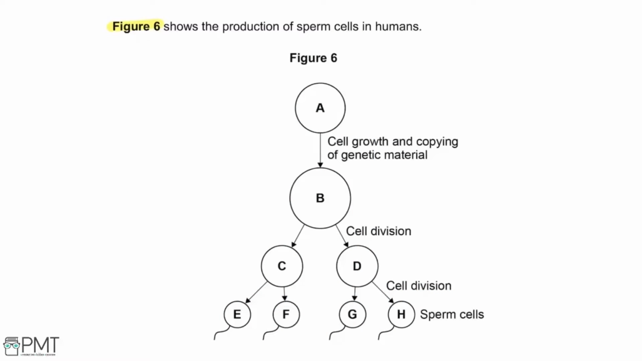Figure 6 shows the production of sperm cells in humans. So the diagram is figure 6. We start with cell A, and then it shows the cell grows and copies genetic material, and then it divides and divides again to produce sperm cells.